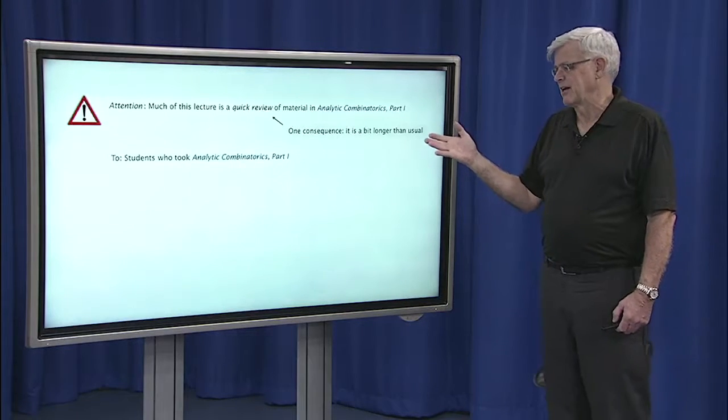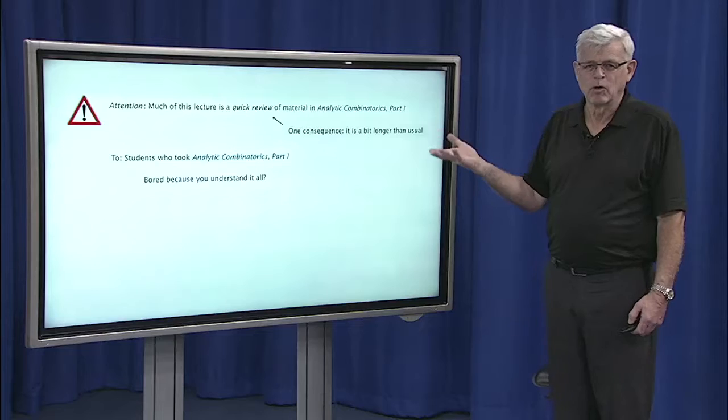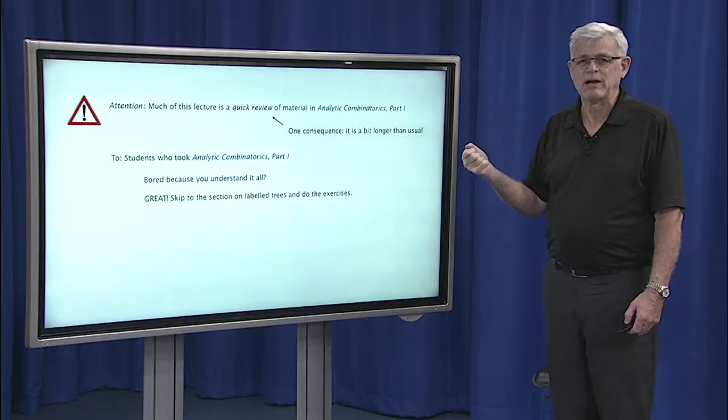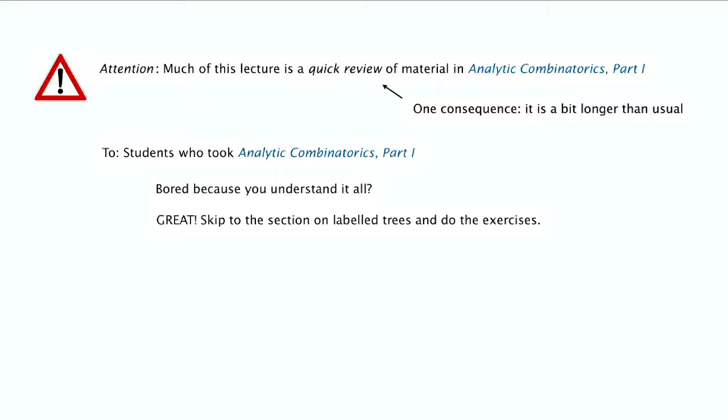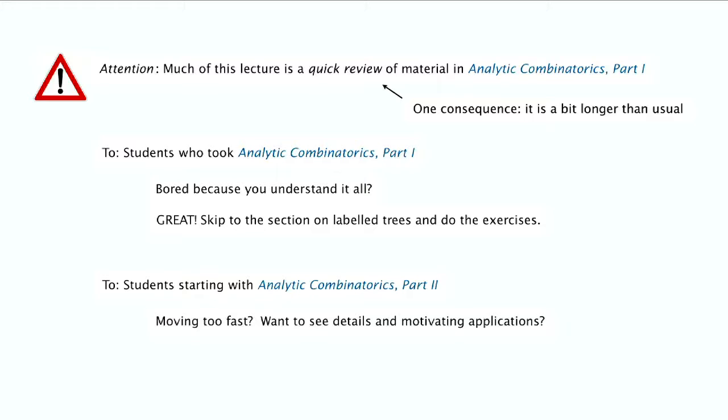If you took analytic combinatorics part one and are bored because you understand everything, that's great. Just fast forward through. There's some new material on labeled trees, and then do the exercises, or use this as an opportunity to review the material. If you're starting with this course and you find that things are moving too fast, you can always go and see some details and motivating applications in the earlier course.